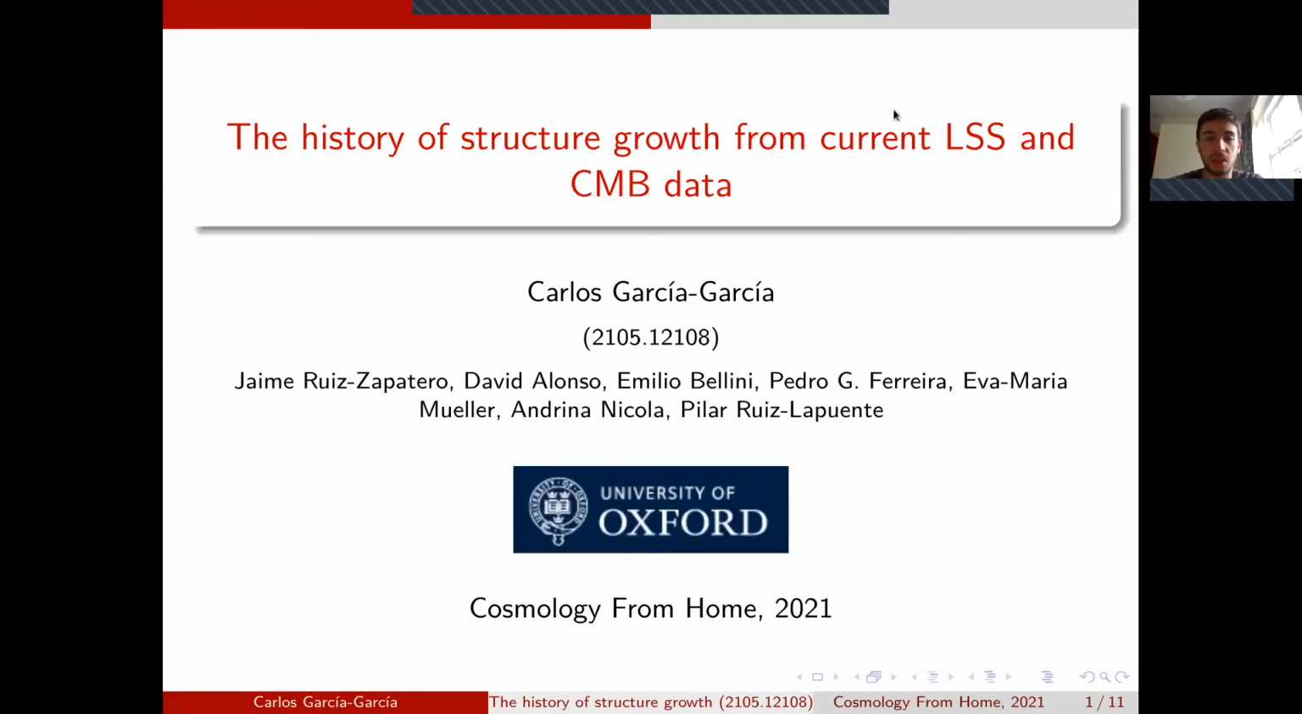In the next 20 minutes, I will talk about a paper that we recently uploaded to the arXiv, where we reconstructed the history of the structure growth using different large-scale structure data sets and also CMB lensing data.